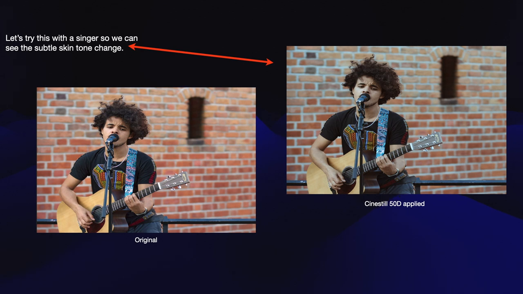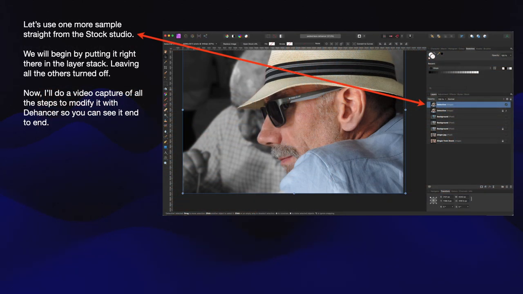Remember, if you're on a shoot, you're probably using more than one image and you want the same look and feel right across your photo shoot, I would think. And this is how you can easily do it. Let's use one more sample, straight from the stock studio again. We'll begin by putting it right there in the layer stack, leaving all the others turned off. Now I'll do a video capture of all the steps to modify it with Dehancer, so you can see it end-to-end. So the next sequence will be an end-to-end video grab.